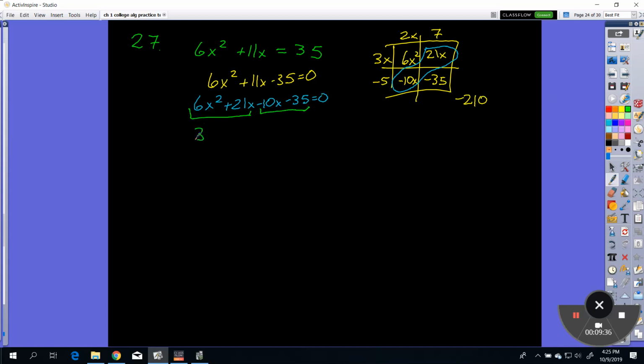The first group's divisible by 3x, so that makes 2x plus 7. The next group's each divisible by negative 5, and that makes 2x plus 7 again. Take out the 2x plus 7s from each of those. You're left with 3x minus 5. So you get the same thing that we have over here. Once you get them factored, you can put each factor equal to 0.